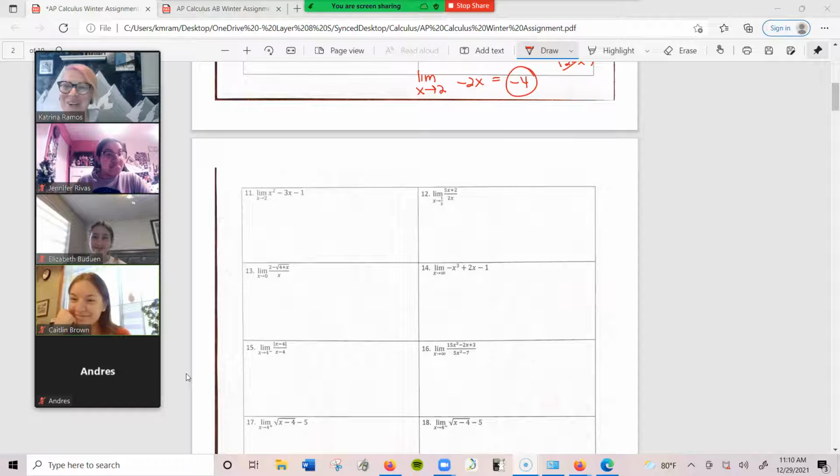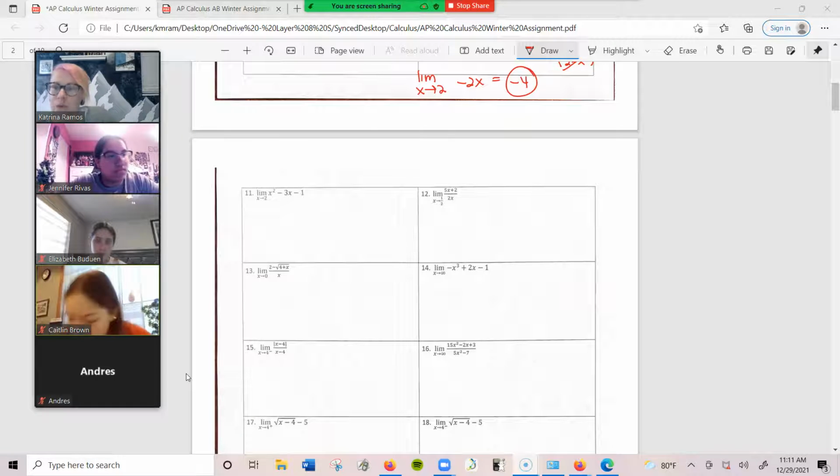I'm recording now. Okay, so for number 13, we have the limit as x approaches 0 of 2 minus the square root of 4 plus x, all over x. If I plug in 0, we get 0 in the denominator, which is the problem.